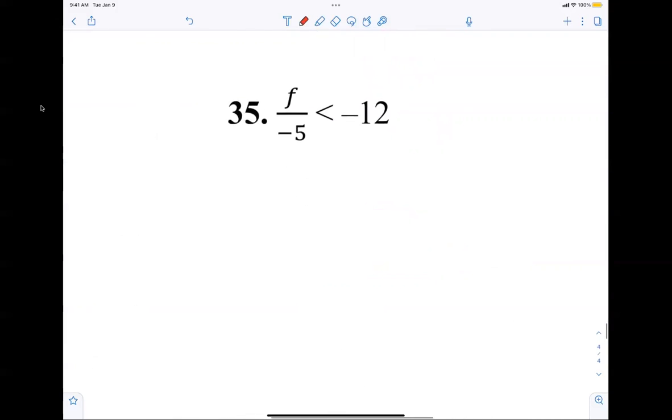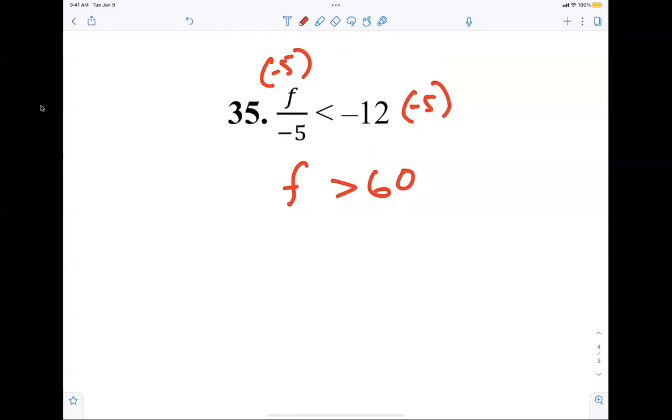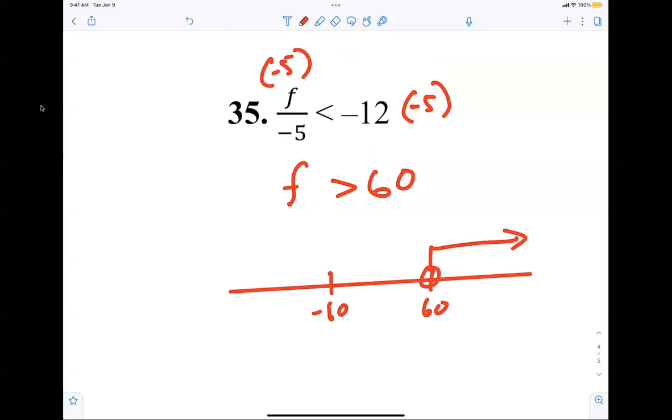So you would multiply by negative 5, right? And you would get 60. What sign? Greater than. Yes, negative 60. F is greater than 60. And then you would have negative 60 and 60, and an open dot on 60 going to the right. Yeah, good job. All right, I'm totally happy. Anybody have any questions with that?